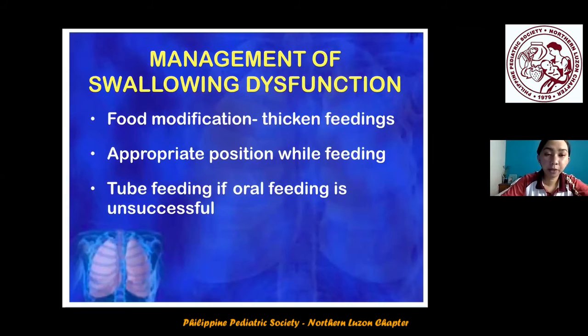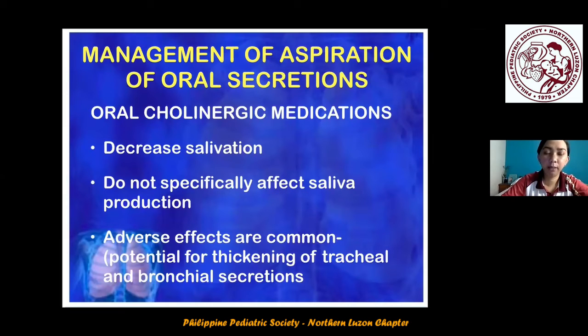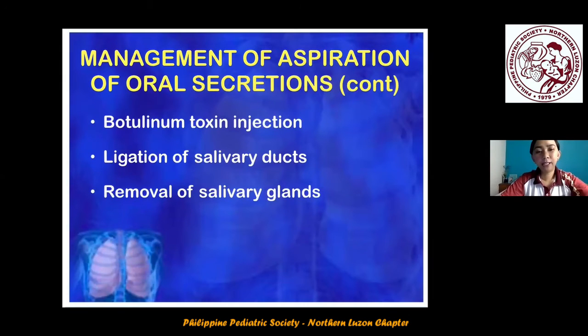So for the management of salivary aspiration, it may be medical or surgical, and oral cholinergics decrease salivation and therefore may decrease episodes of aspiration. However, these are not usually given since there are a lot of side effects, and it should be used with caution. Production of saliva can be reduced either by injection of glands with botulinum toxin, or ligation of the ducts, or removal of the salivary glands. But these are not usually done.